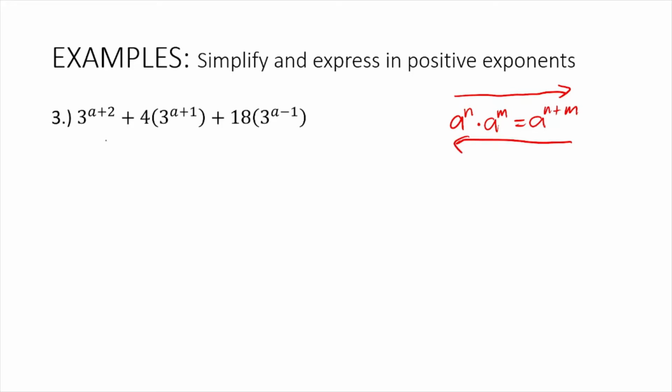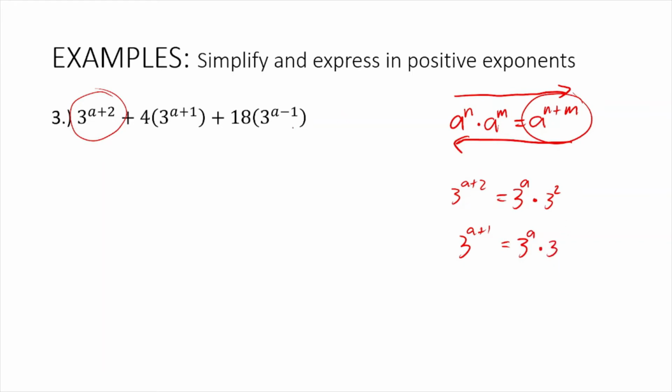Okay, so as you can see here, if you focus on the first term, 3 raised to a plus 2, this is actually written in the form a raised to n plus m, right? So if we apply the product rule, we can write this as 3 raised to a times 3 raised to the power of 2, or 3 squared. The same with 3 raised to the power of a plus 1. We can also write this as 3 raised to the power of a times 3 raised to the power of 1, or simply 3.